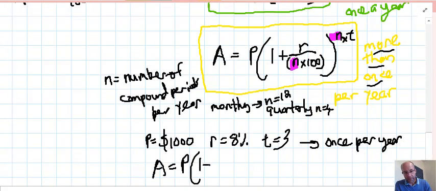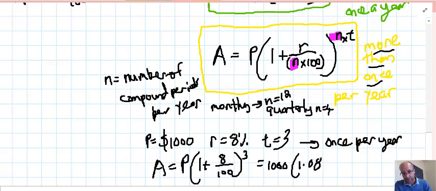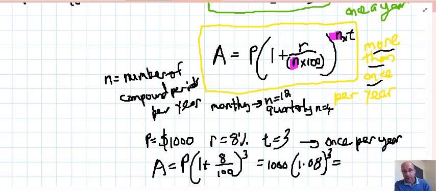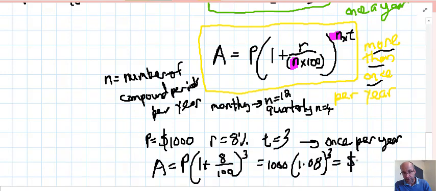And we have 1 plus 8 over 100, which gives us that 1.08, and that's cubed. So remember, do your brackets first. Sorry, I better sub in the P, which was 1,000. And 1.08 will go in here, and that's cubed. And we do our calculator work, and that comes out to 1,259.71 if you use a calculator. That's the same as what we had before, 1,259.71.